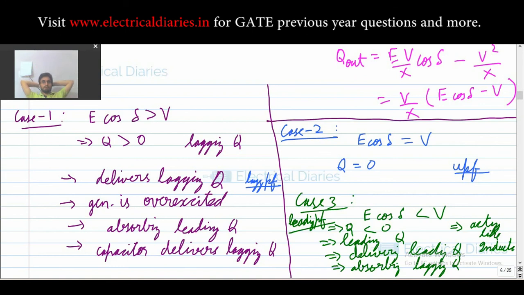This thing you should always remember, and this way you can analyze any equation. If you just remember the main equation, that Q out is equal to V by X into E cos delta minus V, you can derive these 3 cases and you don't need to mug up. What you have to remember, I am repeating, is that Q greater than 0 implies lagging reactive power, and Q less than 0 implies leading reactive power. Your power factor will be according to your reactive power. If it is leading Q, then your power factor will be leading. If it is lagging Q, then your power factor will be lagging. And when your Q is 0, then your power factor will be UPF.